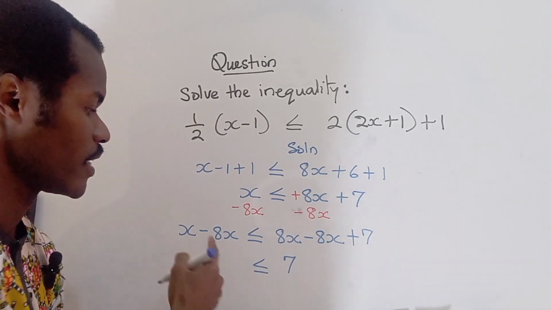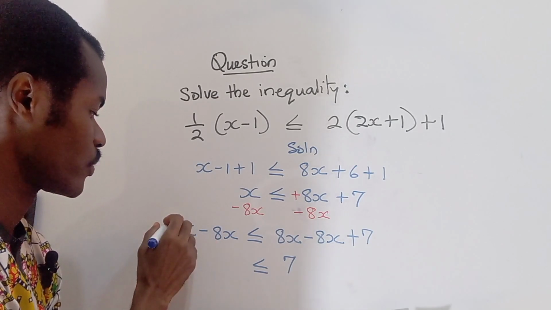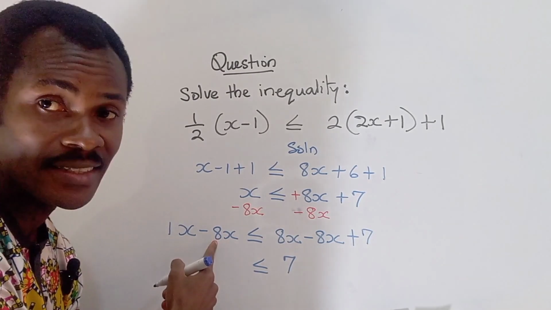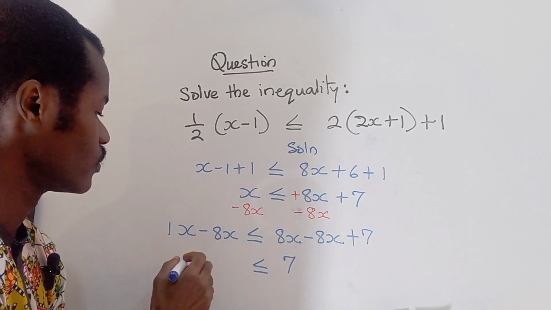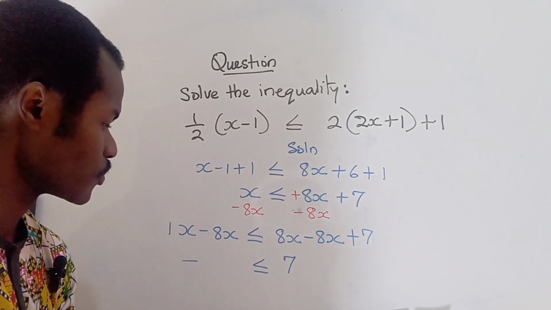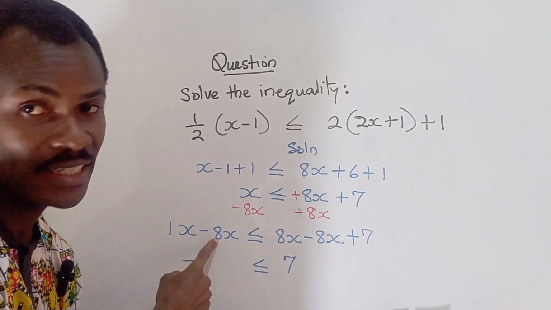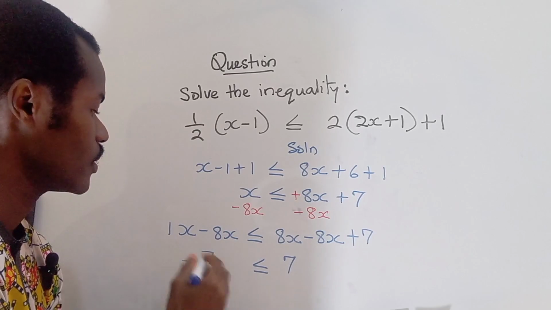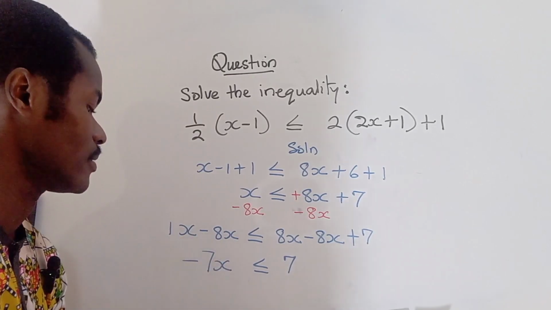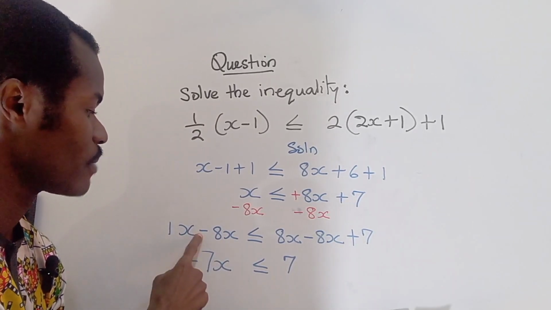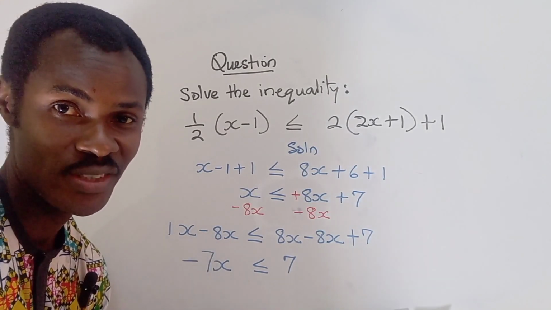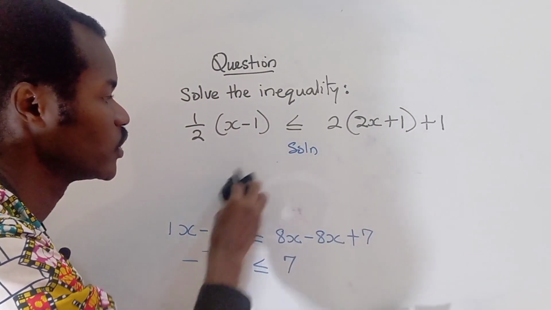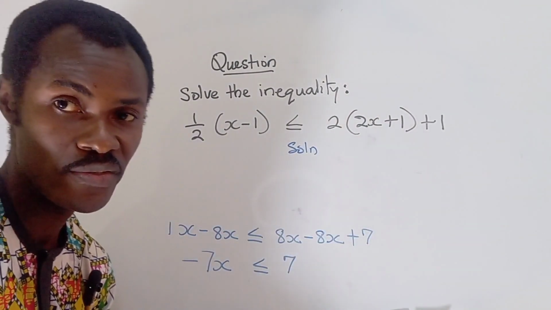Now, for this side, we have x minus 8x. Now, 8 is the bigger number. Remember, there is 1 here, so this is 1x minus 8x. Since 8 is the greater number, I'm going to pick this sign, which is minus. Now, 1 minus 8 is minus 7. So we have minus 7x. So 1x minus 8x is minus 7x.